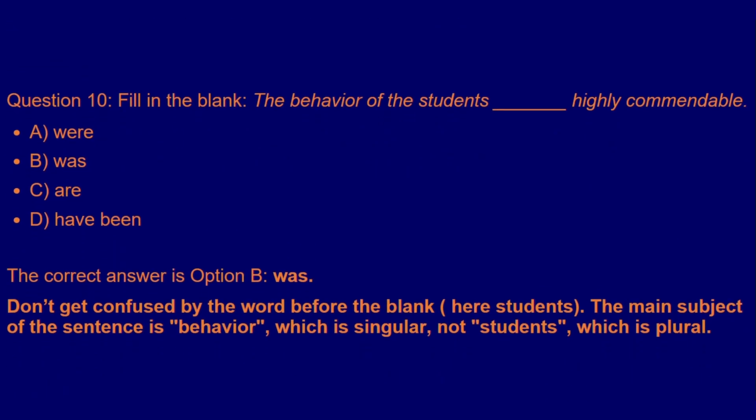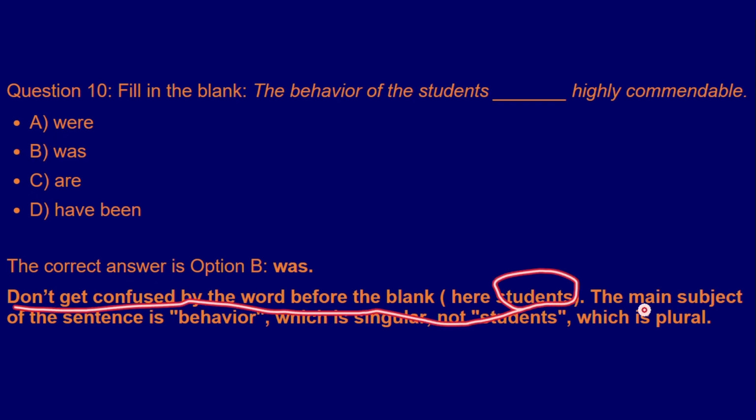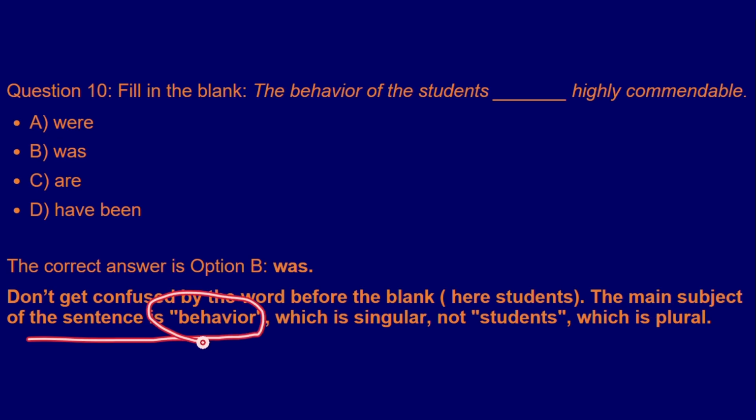Question 10. Fill in the blank. The behavior of the students blank highly commendable. A. Were. B. Was. C. Are. D. Have been. The correct answer is option B. Was. Do not get confused by the word students right next to the blank. The real subject of the sentence is the behavior, which is uncountable and singular. So the verb must be was.